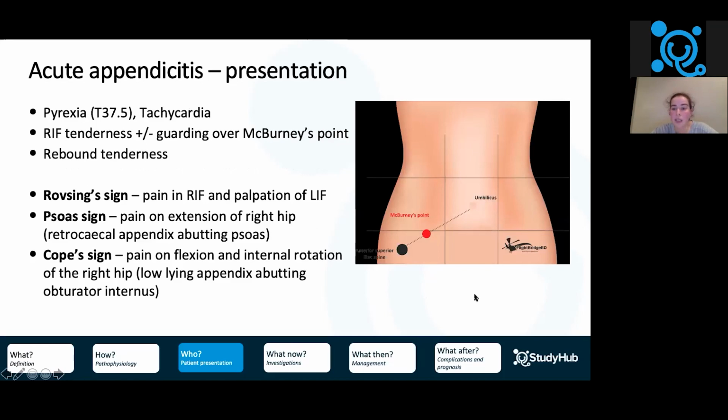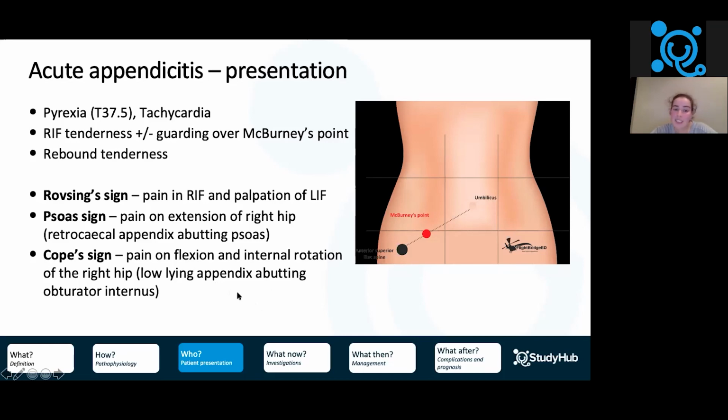In terms of the examination, patients often have a low-grade pyrexia, can be tachycardic, and they have right iliac fossa tenderness and guarding over McBurney's point. So to recap, McBurney's point is 2/3 of the way along a line from the umbilicus to the anterior superior iliac spine. There are a few eponymous signs that sometimes come up in exams related to appendicitis.